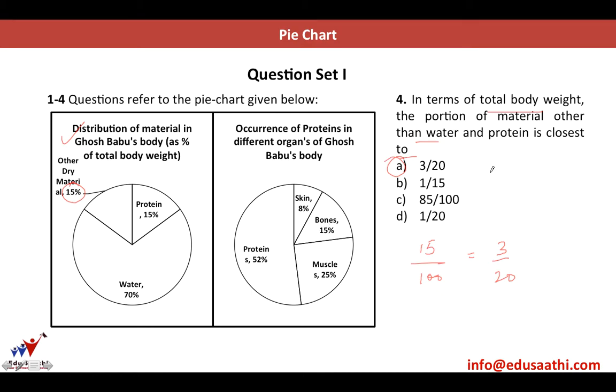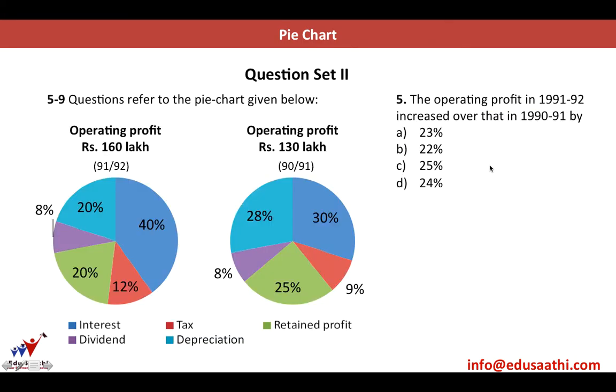Let's try out another question set. Questions refer to the pie chart given below. The questions number 5 to 9. Operating profit is rupees 160 lakh in the year 1991 and 92, and operating profit is rupees 130 lakhs in the year 1990 and 91. And we are given the different composition of the operating profit.